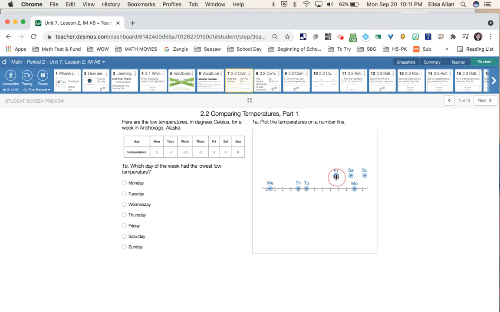Friday is at positive 3. Let's go ahead and just put it right over here at positive 3. Saturday is at 4. And lastly, we have Sunday at 0. So it's not moving anywhere from 0. It's going to be right on 0.